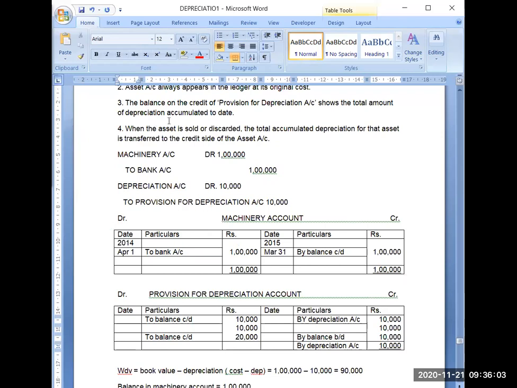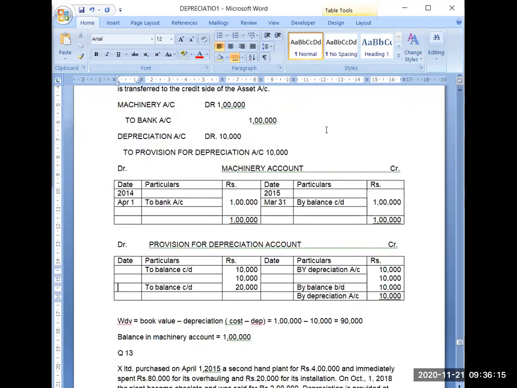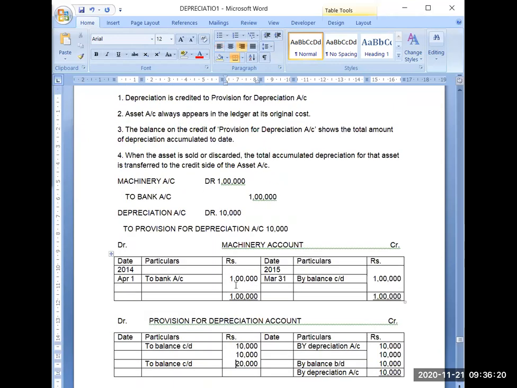Third point: the balance on the credit of provision for depreciation account shows the total amount of depreciation accumulated to date. उस पे कितना डेप्रिसिएशन आपने अब तक चार्ज कर लिया है, वो डेप्रिसिएशन यहाँ पे आपको उसके बैलेंस से पता लगता रहता है. Then the fourth point is when the asset is sold or discarded, the total accumulated depreciation for that asset is transferred to the credit side of asset account. This point we will learn on Monday now.